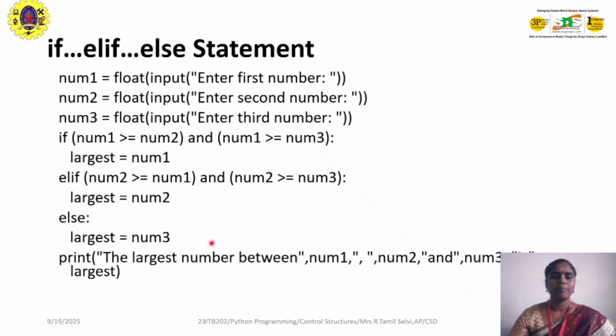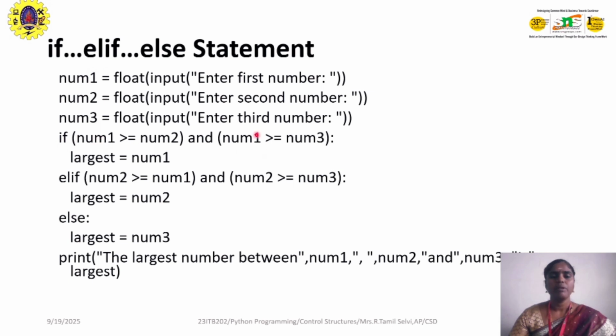Consider this example. Here we get three numbers from the user using the input method, and we convert those inputs into floating point data type, and we store them in the variables called num1, num2, and num3. We are going to compare these three values, and finally we are going to print the output which is the largest among these three. First, the if statement.